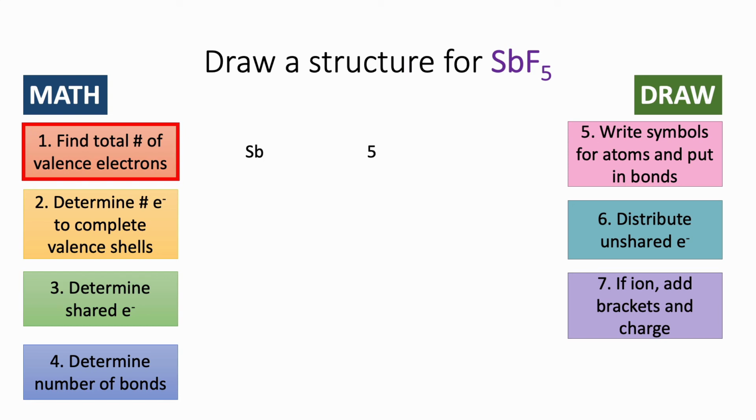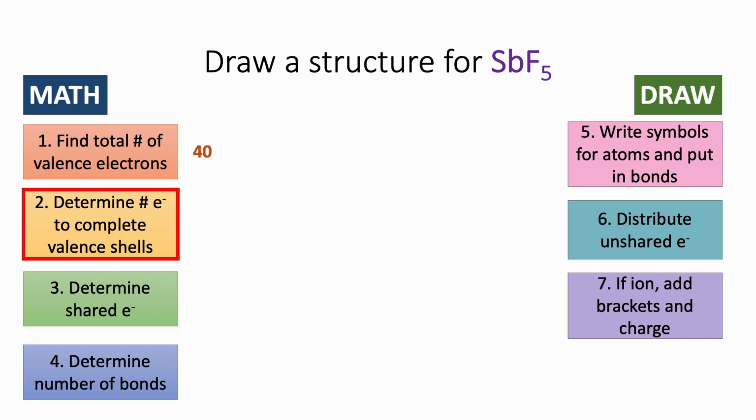Antimony has 5. Each of our 5 fluorines has 7, so that's going to give us a total of 35 from the fluorines. So 40 total valence electrons. Now let's figure out how many electrons we would need if we were going to give everything an octet. Antimony will want 8. Each of our 5 fluorines would want 8. That gives us a total of 48.